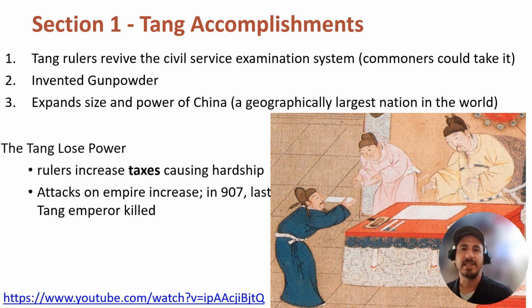And then, as I showed you in a picture, they expand the size and the power of China. Specifically, they become geographically the largest country in the world. We have this idea as Americans that countries only get bigger, and that's not true. But during the Tang Dynasty, they expand, get more access to resources, and a larger population.